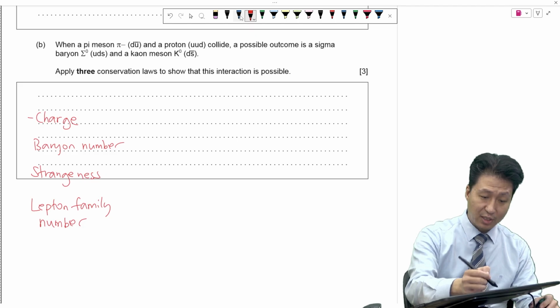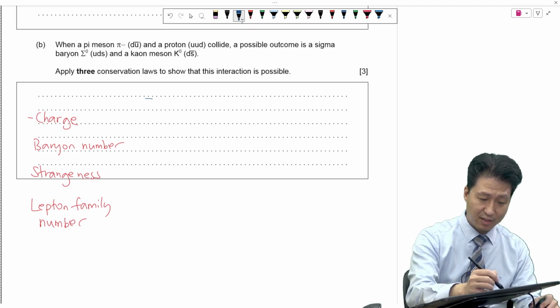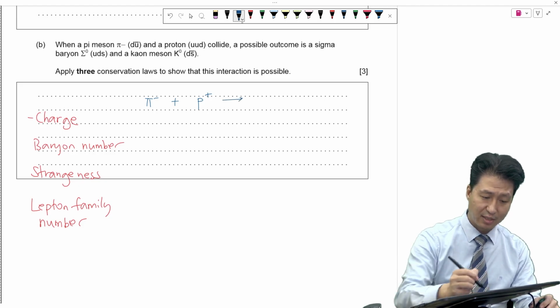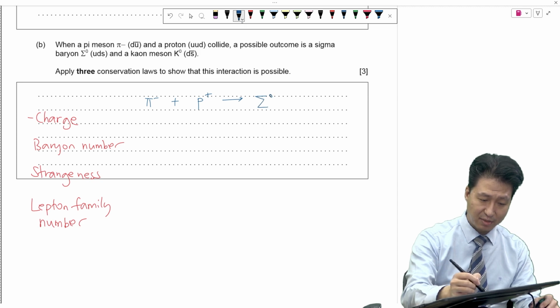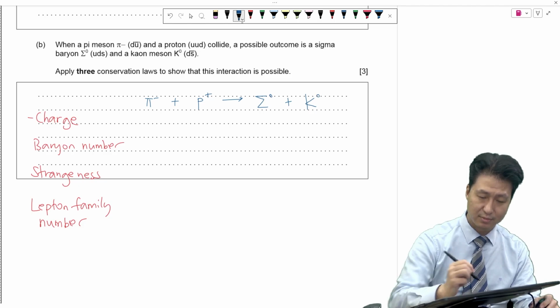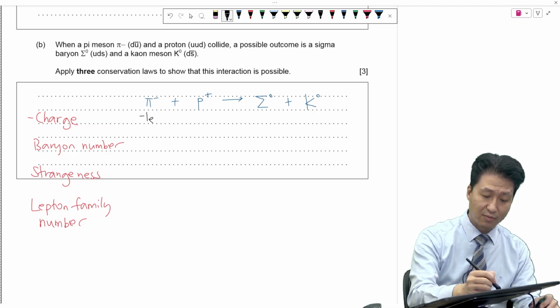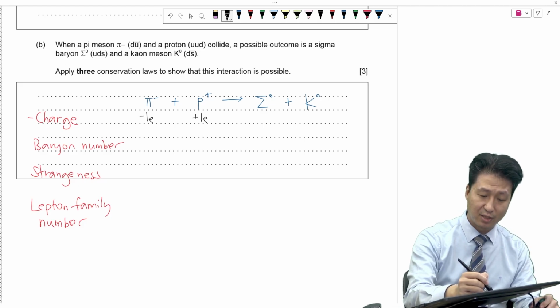Okay, so let's write down the reaction first. We have a negative pion meson plus the positive proton. They collide, and you get the sigma baryon plus the kaon meson. So let's look at the charge. The charge here is negative 1e. This is positive 1e, 0 and 0, and these are in fact equal to each other.